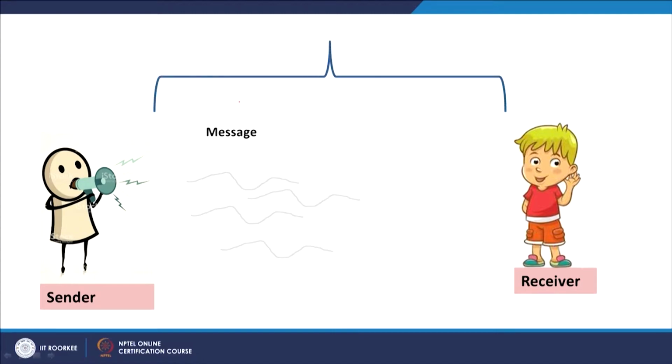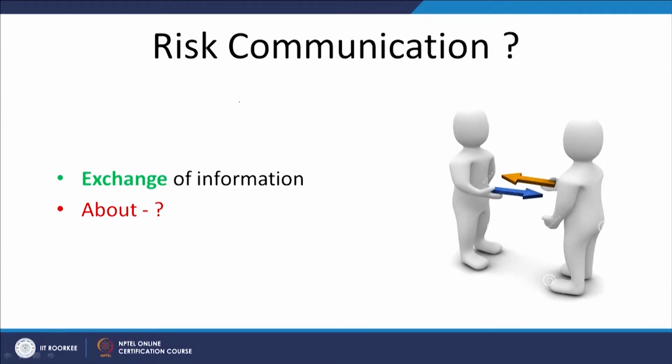So sender and receiver should exchange information. Exchange of information is critical between these two parties. This is one of the basic components of risk communications. When we are talking about disaster risk communications, like flood or earthquake, there should be information about this. Two parties, senders and receivers, are exchanging information. But information about what? What kind of information should they share when we talk about risk communication?